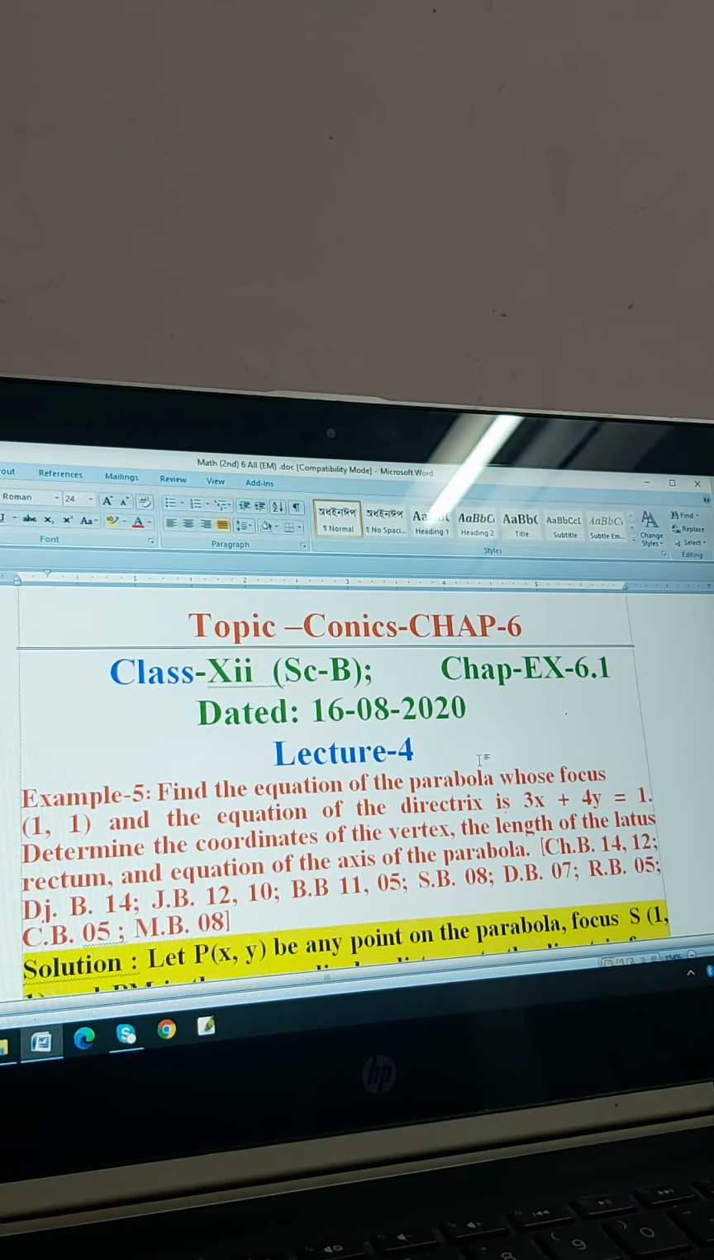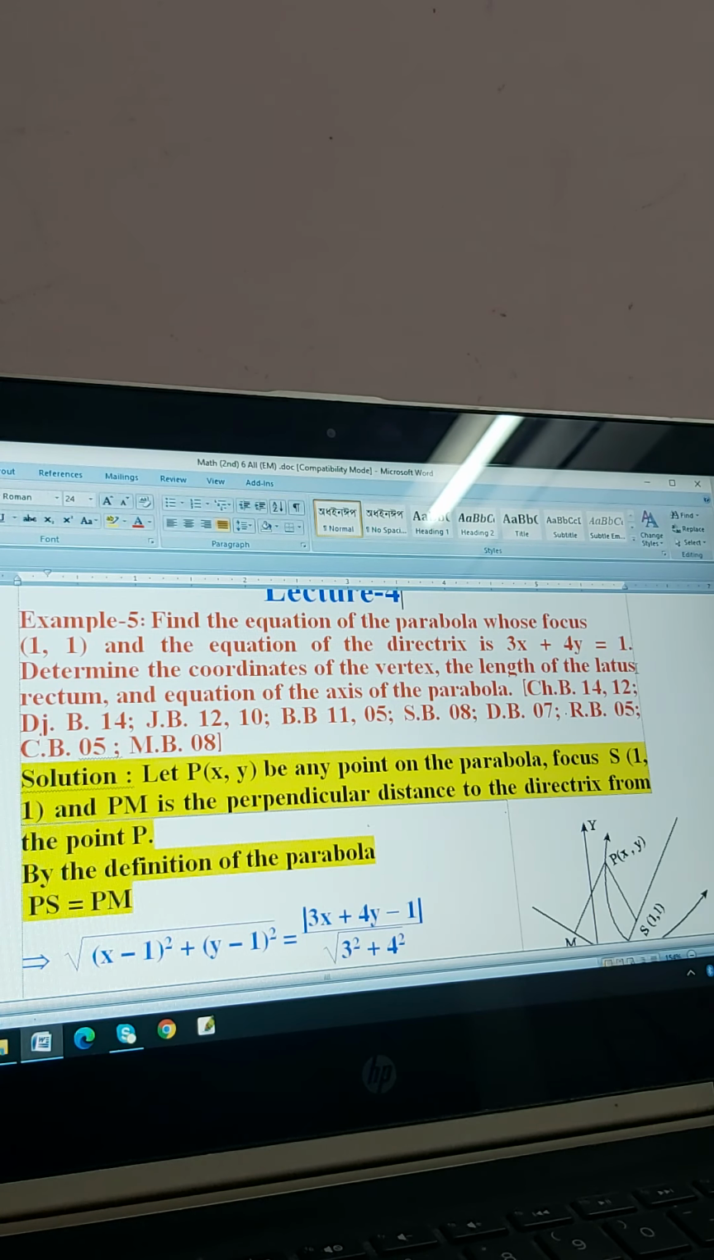First, we have to find the equation of the parabola. Second, we have to find the coordinate of the vertex. Third, the length of the latus rectum and the equation of the axis of the parabola. This is the given statement. Let us now solve this. Very interesting topics.